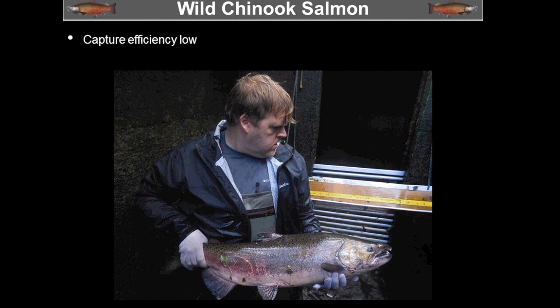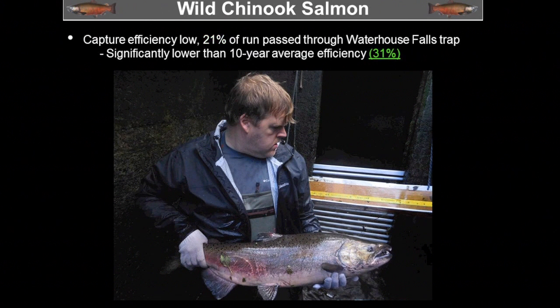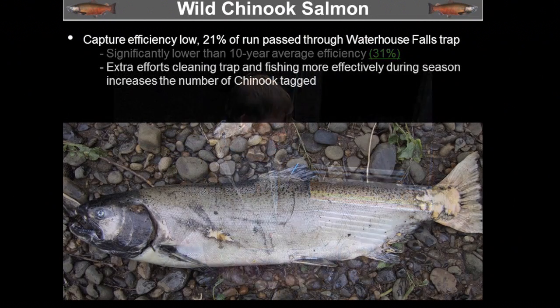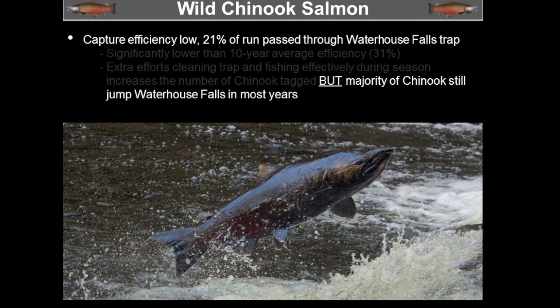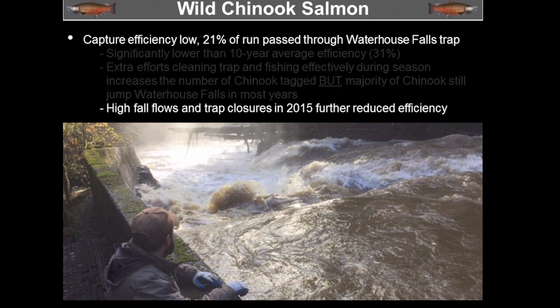Capture efficiency, however, was low, as only 21% of wild Chinook passed through the Waterhouse Falls adult trap, significantly lower than the 10-year average efficiency of 31%. Extra time and effort spent cleaning the trap and fishing more effectively during the season does increase the number of Chinook tagged, but the majority of Chinook still jump Waterhouse Falls in most years. High fall flows and trap closures in 2015 further reduced this efficiency.